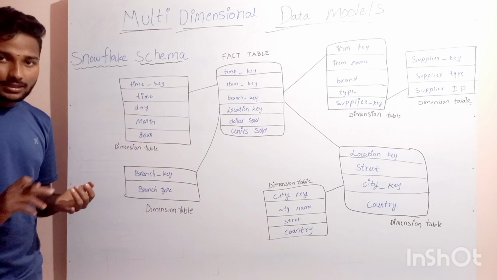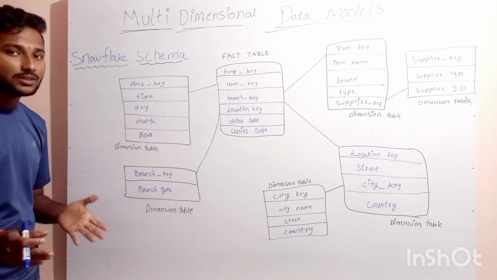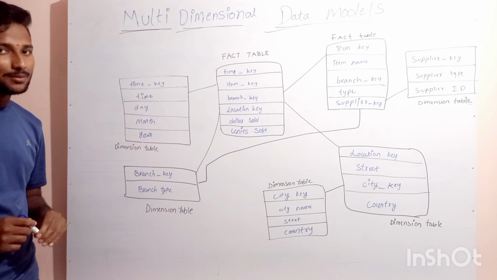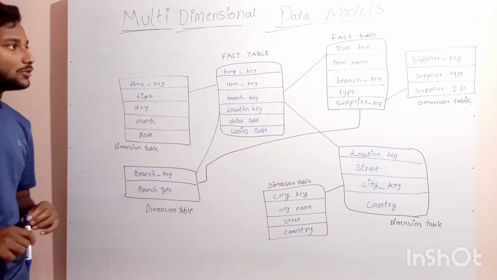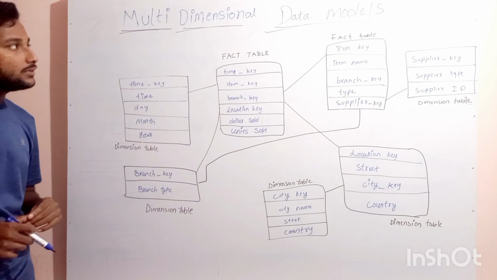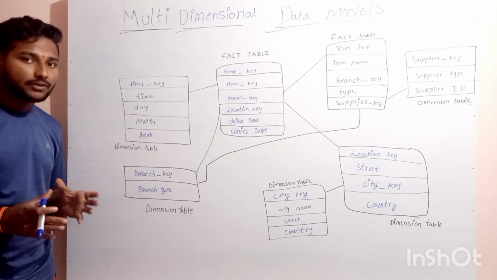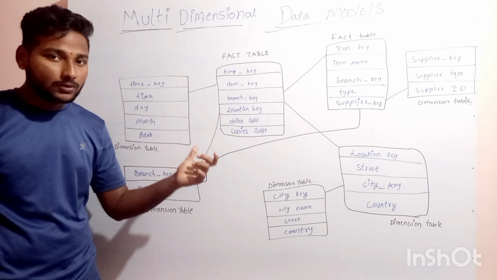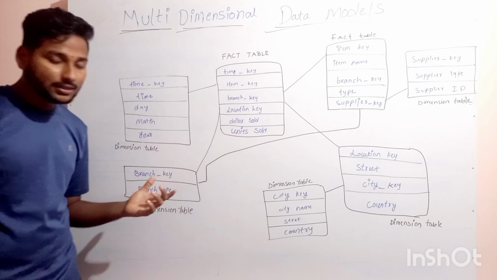We discussed the star schema and snowflake schema. Let us discuss the fact constellation schema. In the previous video we saw the star and snowflake schemas. Now let us see the fact constellation schema. This is one of the multi-dimensional data models. The basic definition of the fact constellation schema is that we have more than one fact table and dimension tables which are connected to each other.